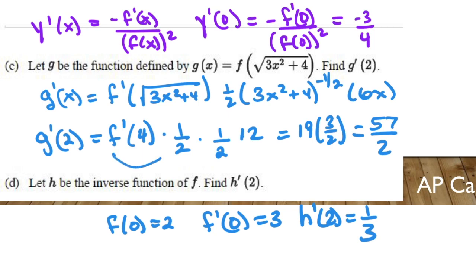Now, where do we get f prime at 4 from? Think about that for a minute. And then, of course, question D uses the process we've been practicing for this lesson.